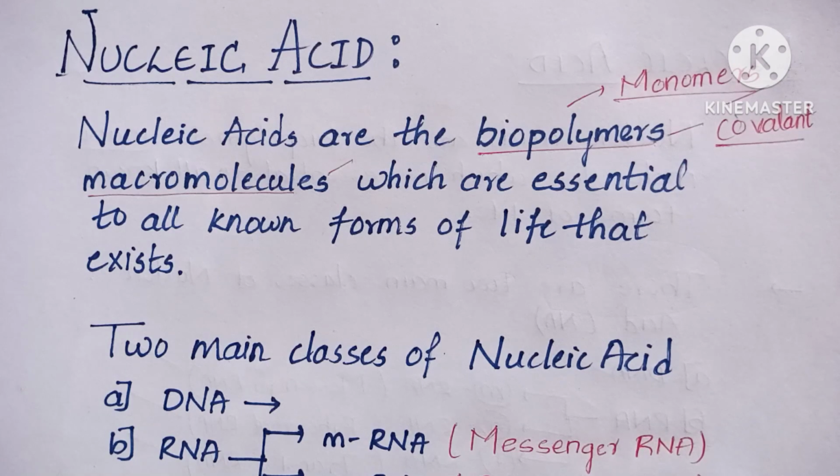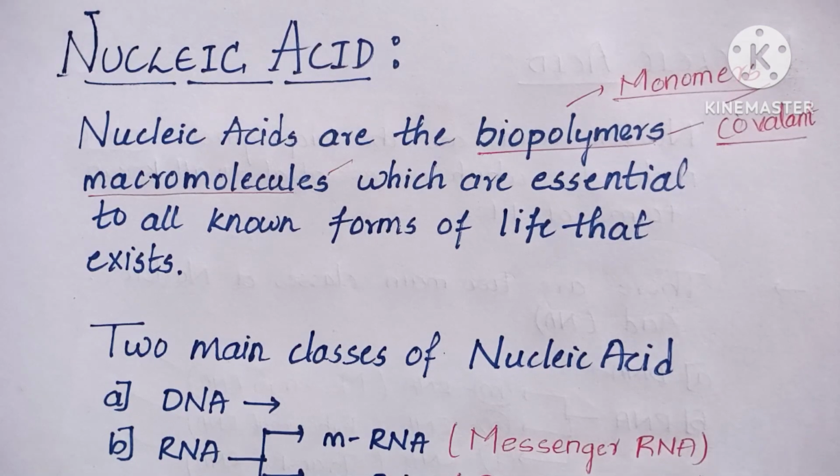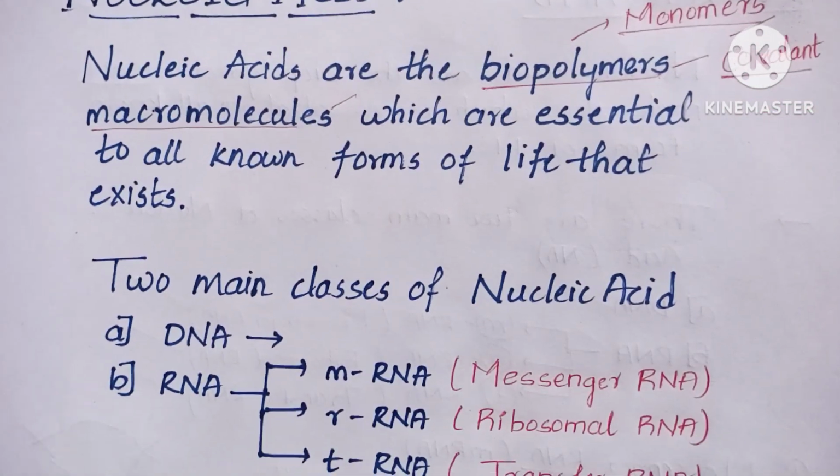Nucleic acids are biopolymers, which means that they are made up of many monomers bound together by covalent bonds, and macromolecules, which suggests that these are large complex molecules essential to all forms of life that exist. There are two main classes of nucleic acids. They are DNA and RNA.